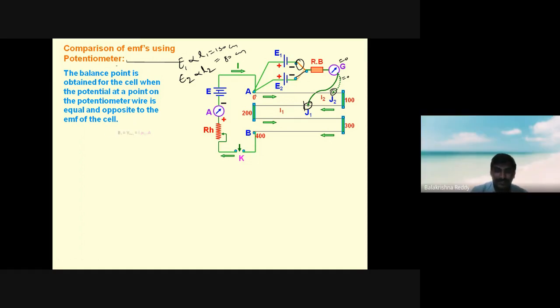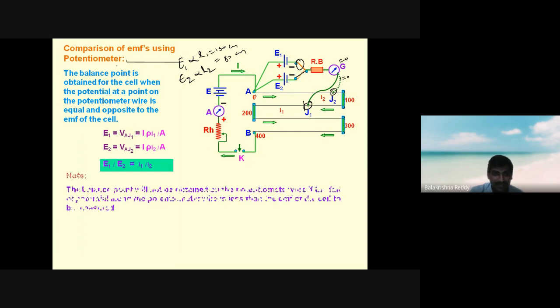So you can see here, as I said, E1 is proportional to AJ1, the first length, and E2 to AJ2, the second length. Therefore, when I take the ratio of those two, since we are comparing, E1 by E2 equals L1 by L2. So we found the comparison. This is the formula we will use in the tabular form of the experiment also.